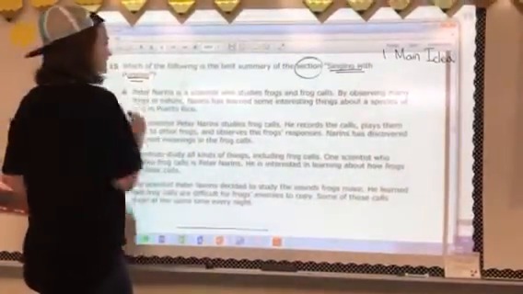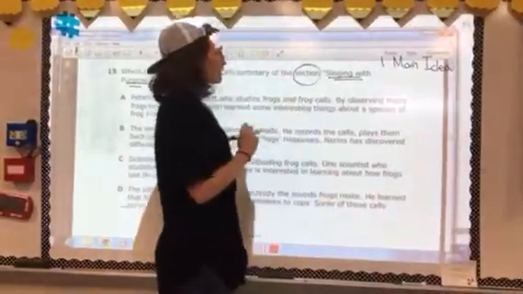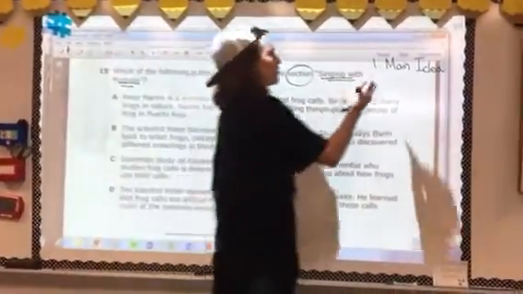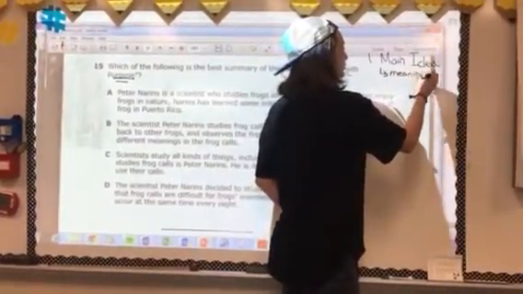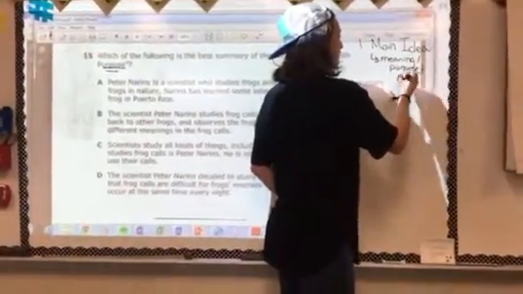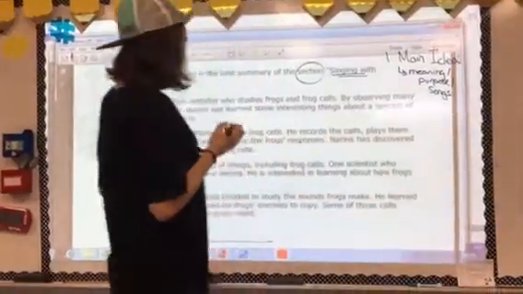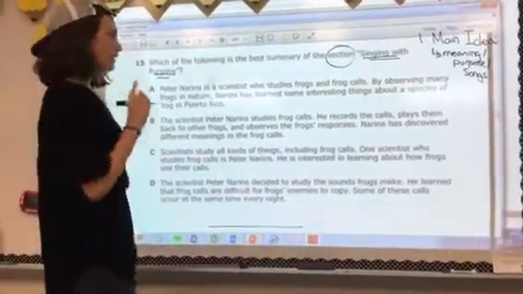We know that our passage is about frogs. We know it's about their calls, their songs, and we know that there's a purpose or a meaning to those songs. So I'm just going to make a little note next to my question. Meaning, purpose, songs. My next step should be to underline that first sentence. My first sentence should be my main idea.